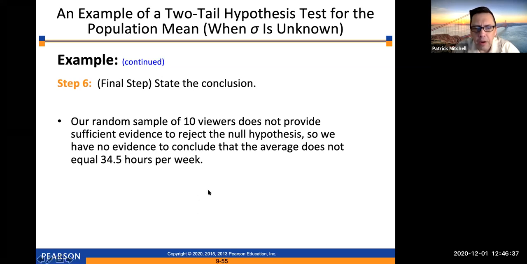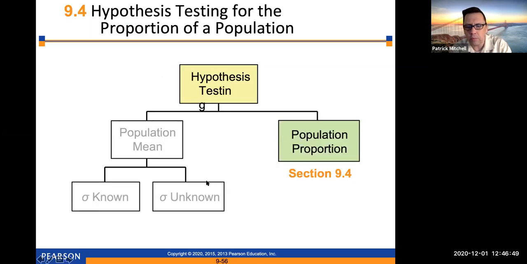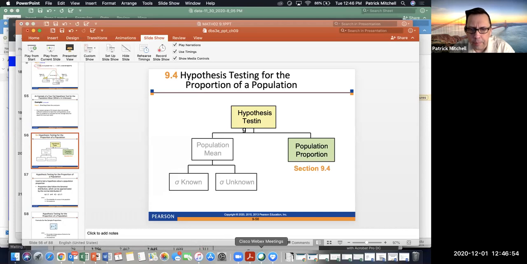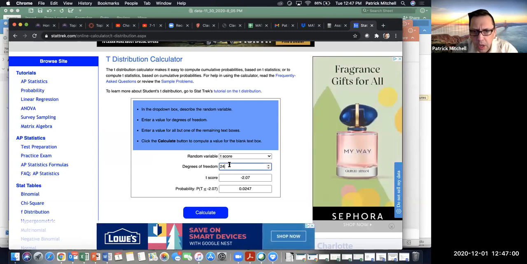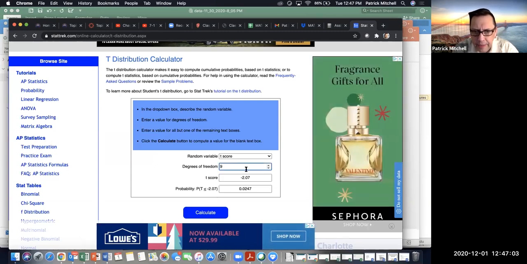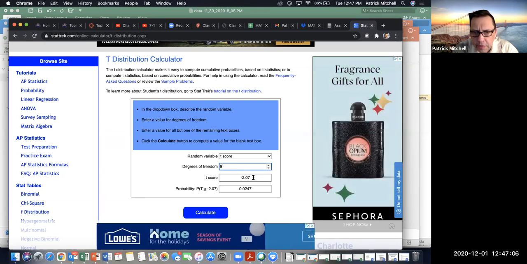Okay. All right, so I just realized that they did not show how to get the p-value in this example. So let's do that real quick, and then we'll be finished with this section. All right, go back. There we go. All right, so I'm going to go to StatTrek. We're going to change the degrees of freedom to 9. And let's see, our t-score was 0.98.